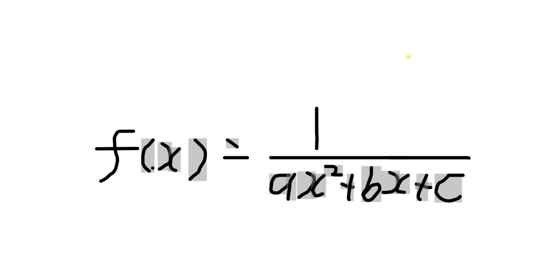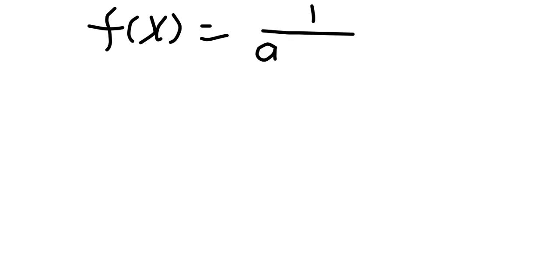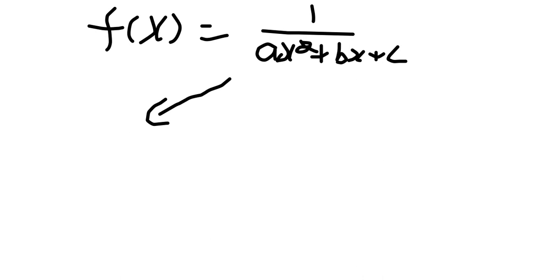Now, when you studied quadratic functions, you learned that a quadratic function may have no roots, 1 root, or 2 roots. So let's say f of x is 1 over ax squared plus bx plus c. You might have a situation with no roots in the denominator.